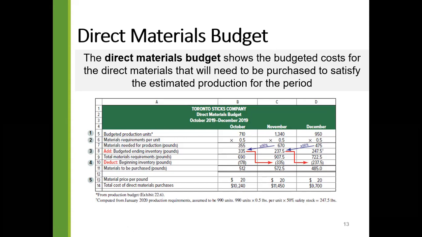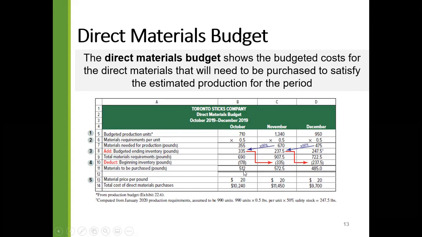Again, just like with our production budget, we don't want to use all of our material. We want to have a little bit left over. We want to have some safety stock. So we want to add budgeted ending inventory. We want 335 pounds in ending inventory. So that gives us the total amount of pounds that are required. And then we subtract what we began with to calculate what needs to be purchased.